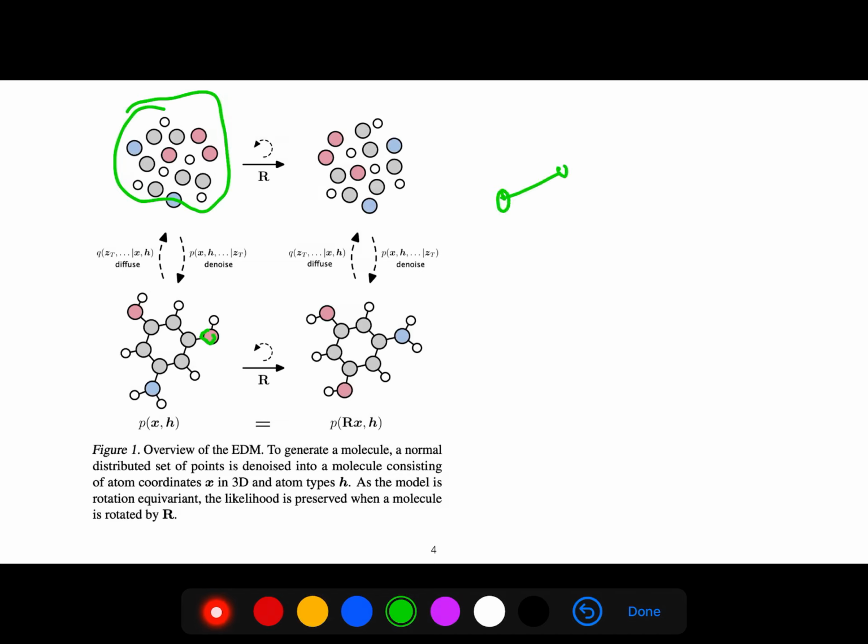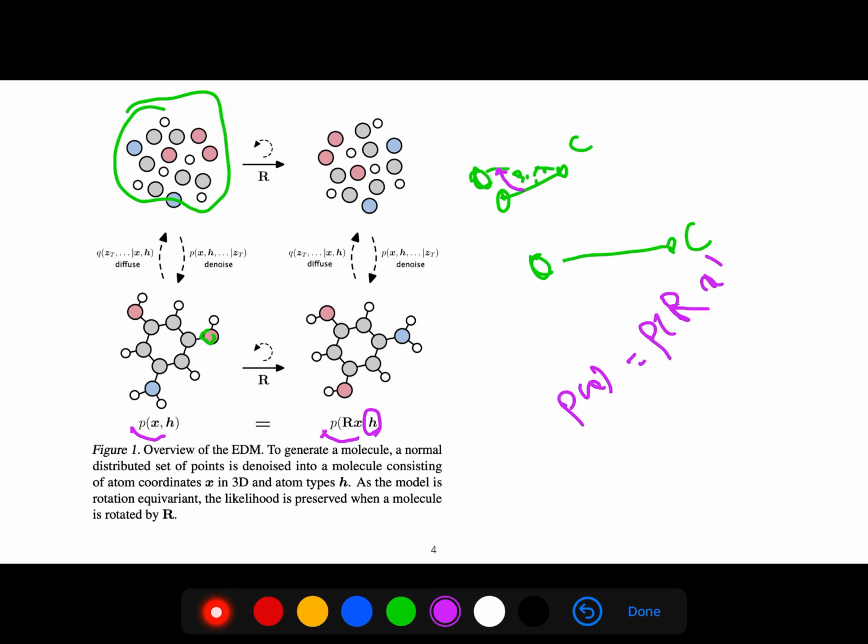So if, for example, carbon, oxygen, you just rotate it 30 degrees, it becomes this, carbon, oxygen. It is rotated 30 degrees, but still the atom type is the same. Still, carbon, oxygen are the same. So the probabilities of X and the rotated X are equivalent. If you fix a particular node type H, then P of X is equal to P of the rotation matrix times X's coordinates.